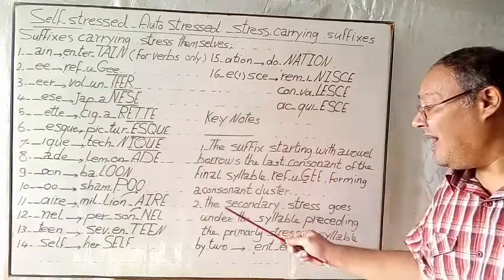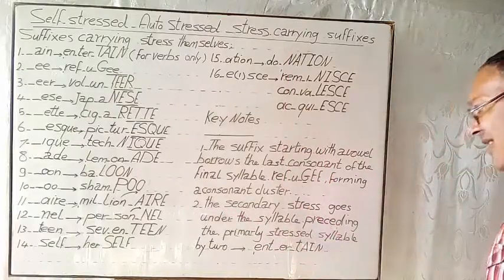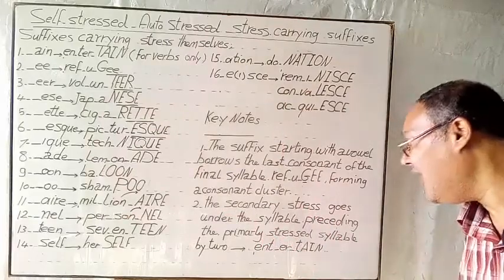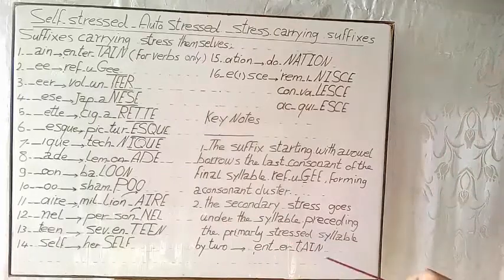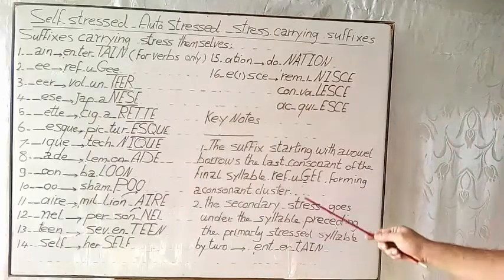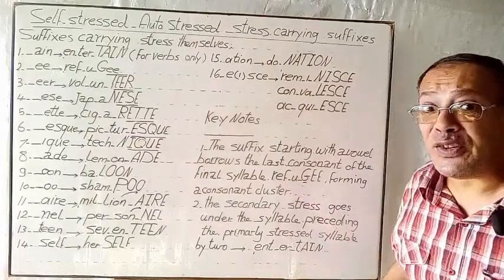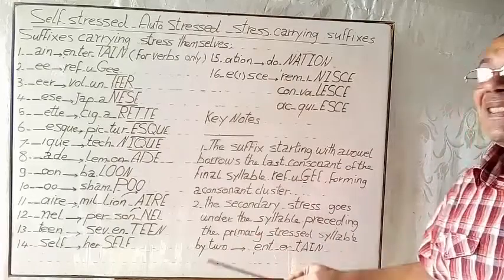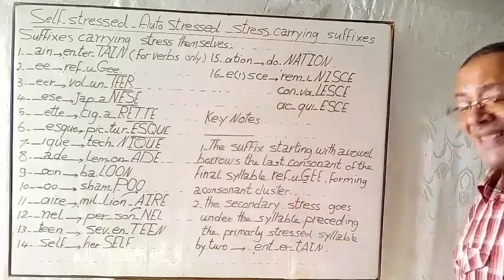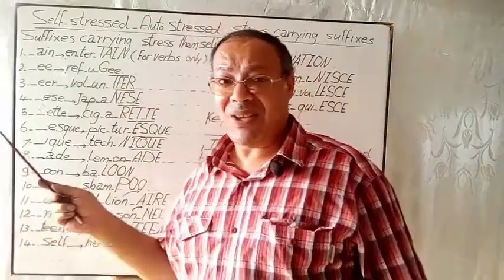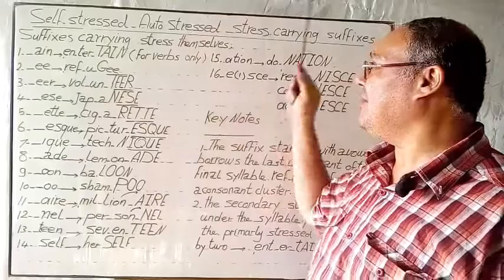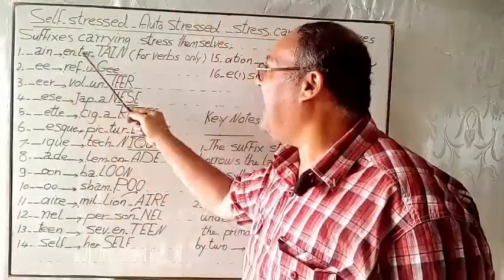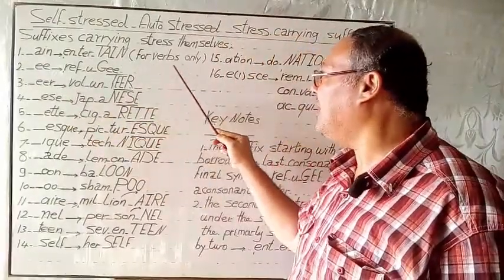Refugee. Number two, the secondary stress goes under the syllable preceding the primary stressed syllable by two. So here, ref is a secondary stressed syllable. So let's talk about the suffixes carrying stress themselves: EE, entertain, so for verbs only.